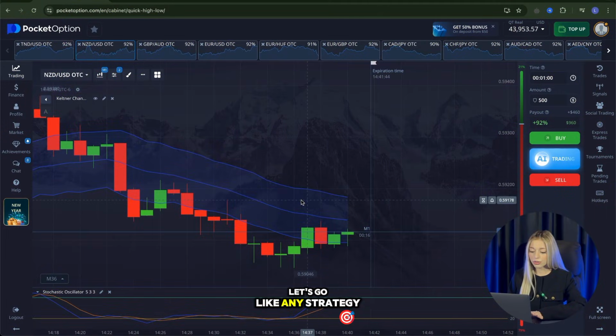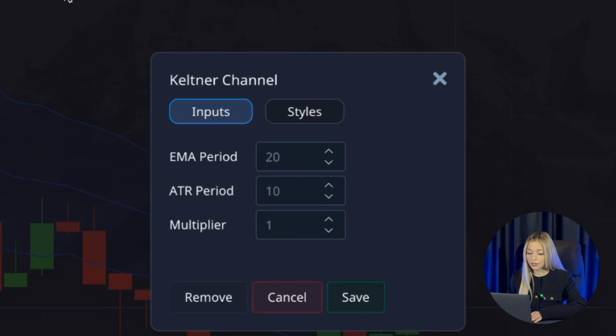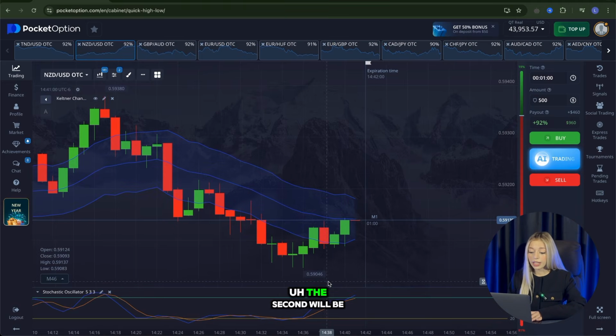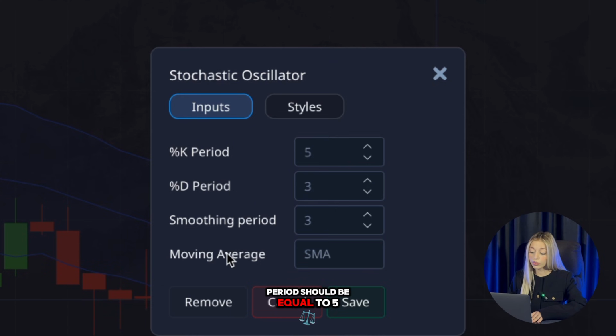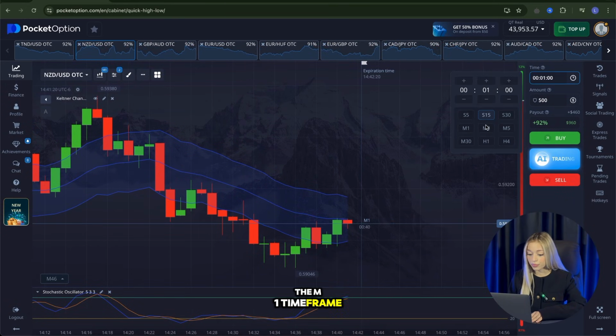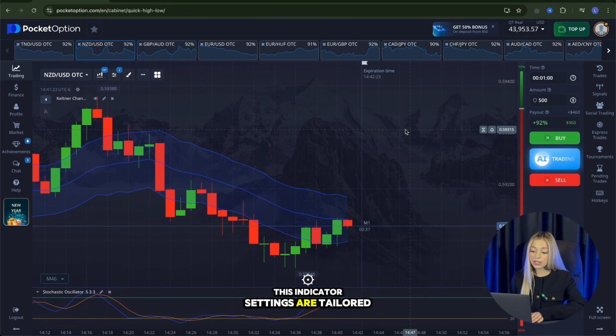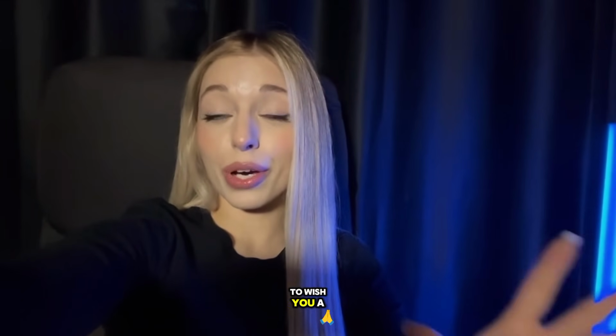Let's go. Like any strategy, this one starts with setting up indicators, and today we have two of them. The first one will be Keltner channels, and here we'll leave everything unchanged. The second will be the stochastic oscillator, and in it the %K period should be equal to 5, and the rest is unchanged. The expiry time is 1 minute for the M1 time frame. These indicator settings are tailored by me specifically for the time frame and expiration period, so please make sure to follow them closely.